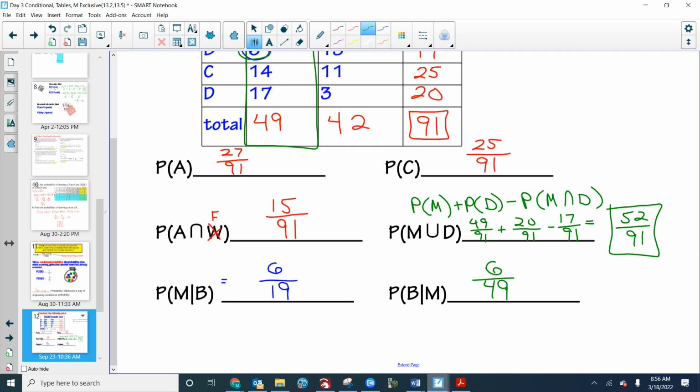Does that make any more sense? Everybody else? Feel okay about that? That's called conditional probability. Conditional because something had to happen first. A condition had to be met first before you even do the second item.